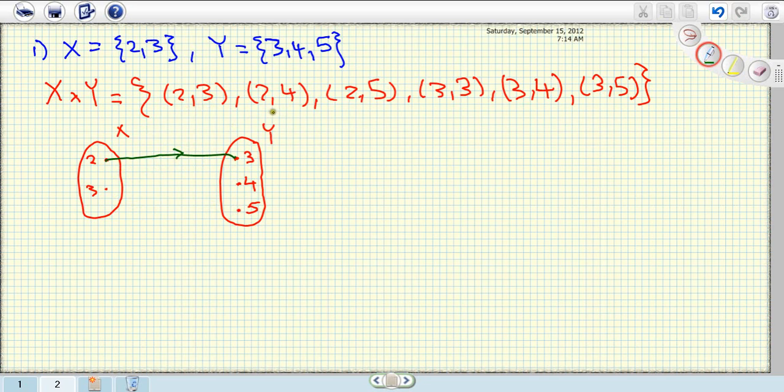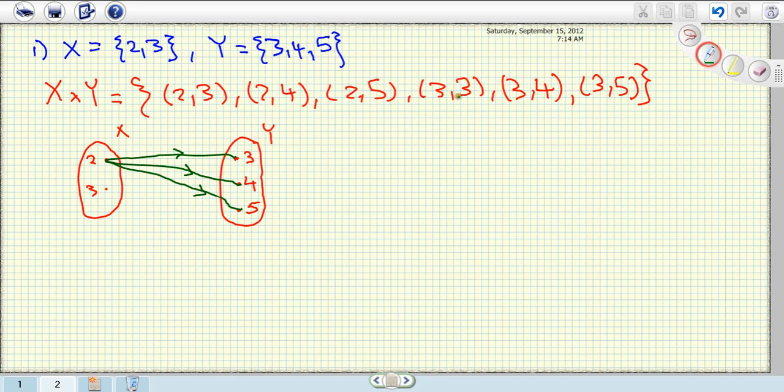and the second ordered pair is 2 and 4, so this is 2 and 4, and the last one here is 2 and 5. It's not the last one for the Cartesian product, I mean the last one for the element 2. The element 2 has 3 arrows with the elements of y.